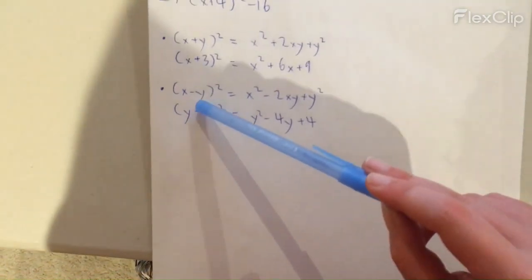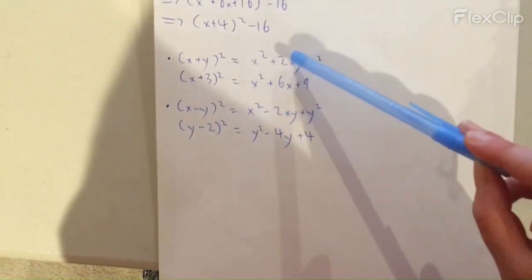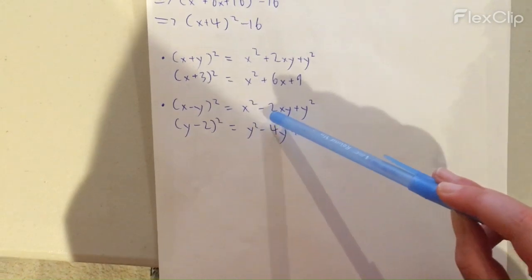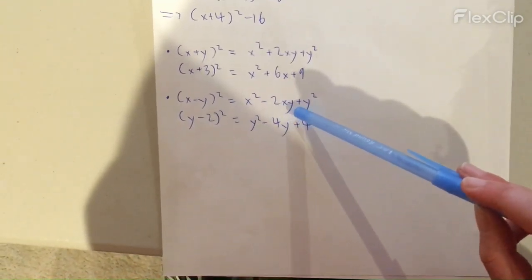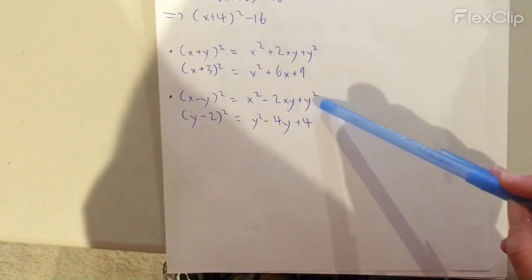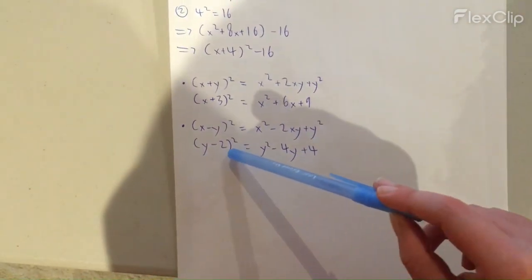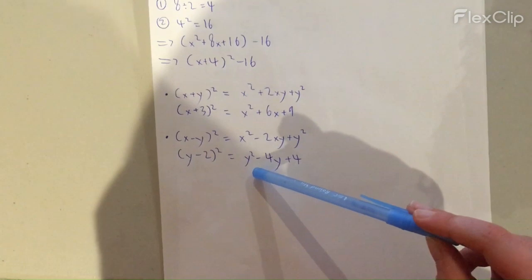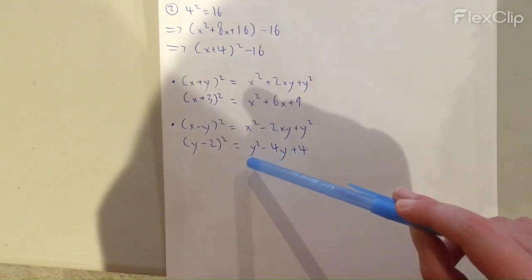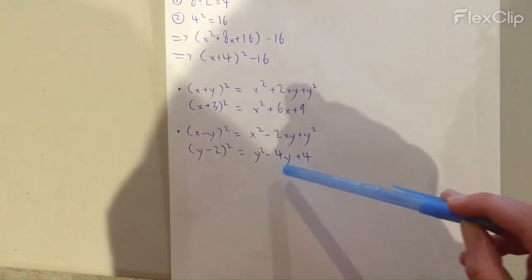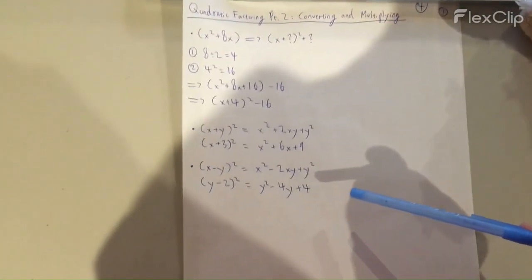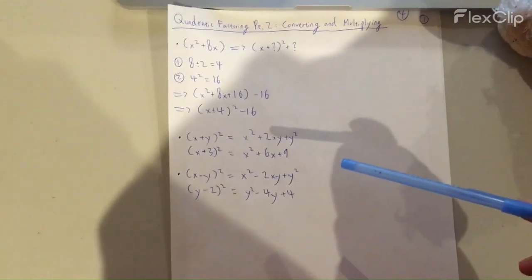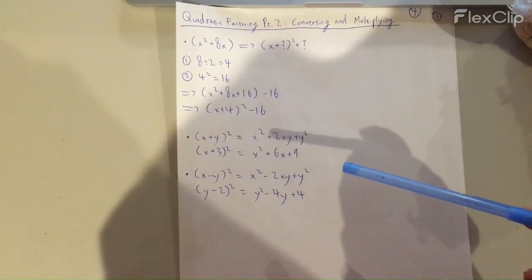And now x minus y squared is relatively the same, except for the negative 2xy. So x minus y squared equals x squared minus 2 times x times y plus y squared. So for example, in this equation, y minus 2 squared, it is y squared minus 4y plus 4. And that's the essence of quadratic factoring and converting and multiplying equations.